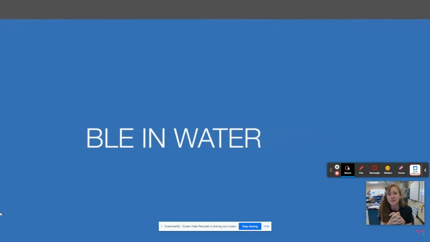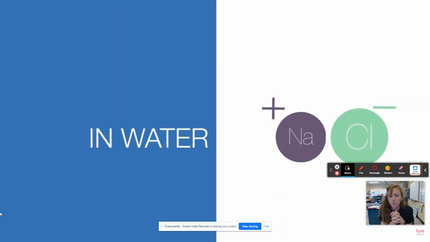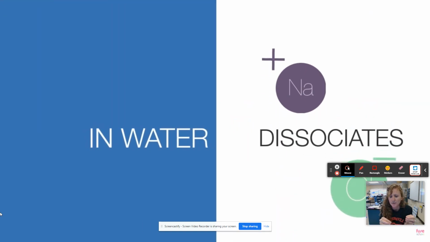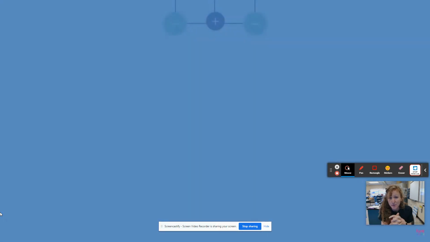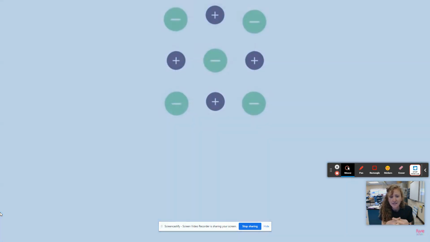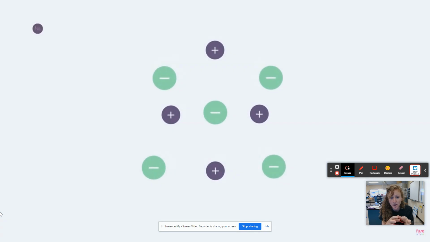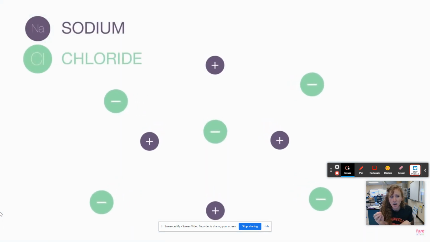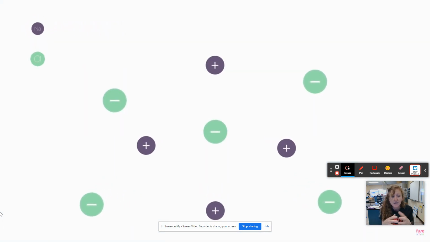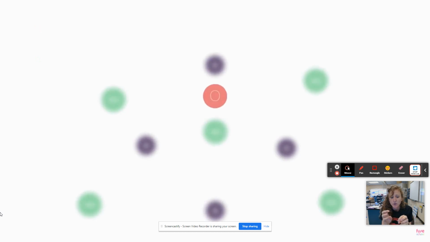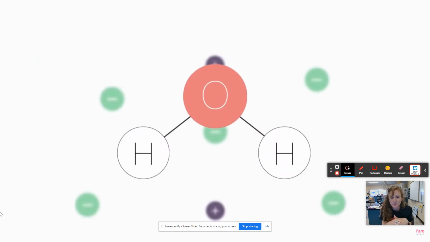So ionic compounds, some of them are soluble in water. And when it's soluble in water, what happens is these ions actually dissociate. So you can see the ionic lattice here. When it comes into water, these ions break off of the lattice. And you can see the sodium is purple, the chloride is green.